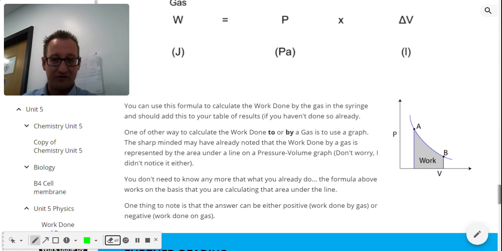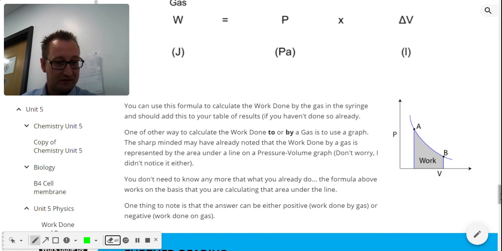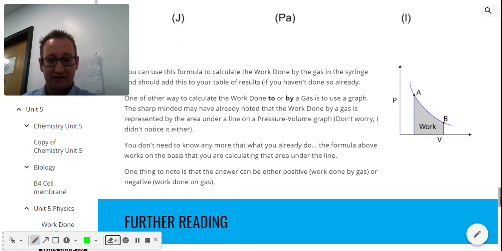Basically, what this bit talks you through is that you can actually use the formula to calculate work done, but you can also use a graph, which is shown here. If you were to plot pressure against volume, the area under the line is the work done. Now, you're not going to be expected to calculate the area under a curve. As you can see, the distance between A and B there is curved. We're not going to expect you to be able to do that, and that's why we use the formula above. Okay, so that's essentially what you're calculating.